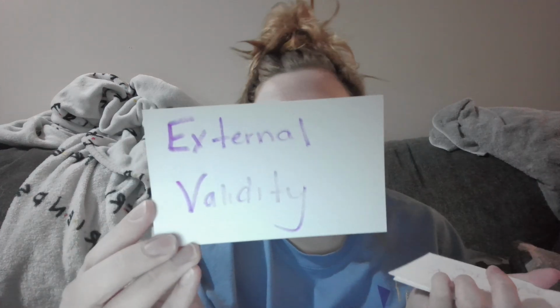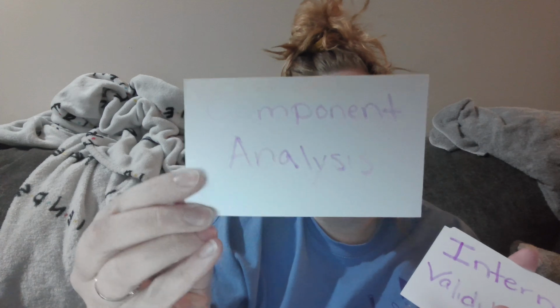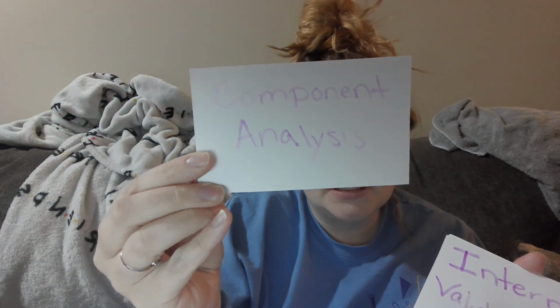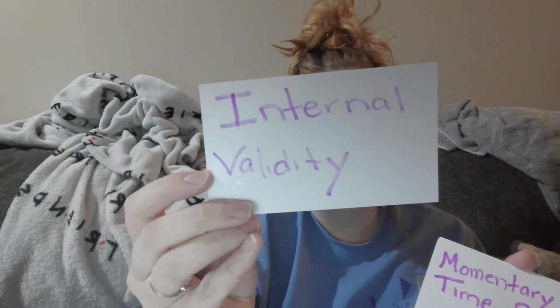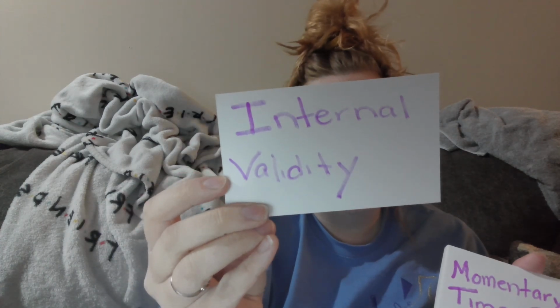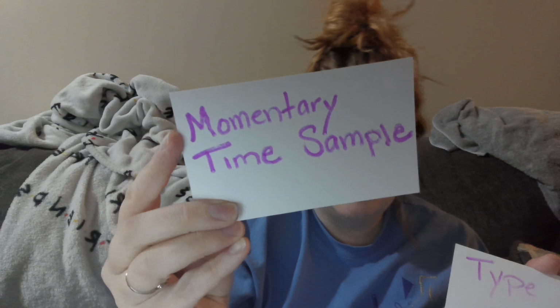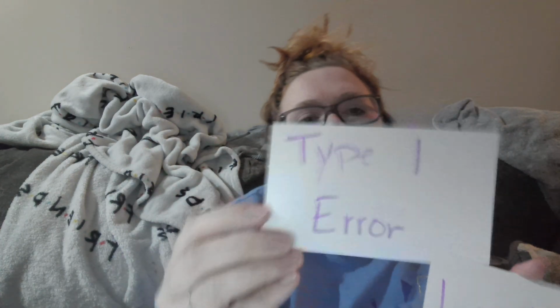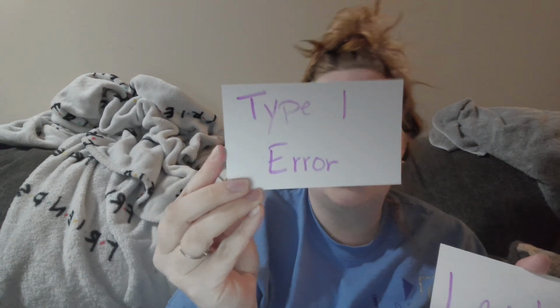The extent to which the findings of a study can be generalized is external validity. Systemic analysis of 2 or more independent variables is component analysis. Degree to which an experiment is conducted effectively or evaluates the effects of an independent variable is internal validity. The observer records yes if the behavior occurred at the moment is momentary time sampling. Occurs when we incorrectly reject a null hypothesis. That's type 1 error.